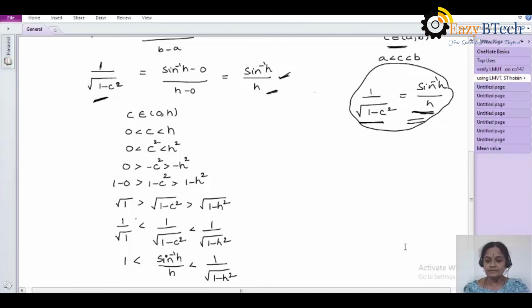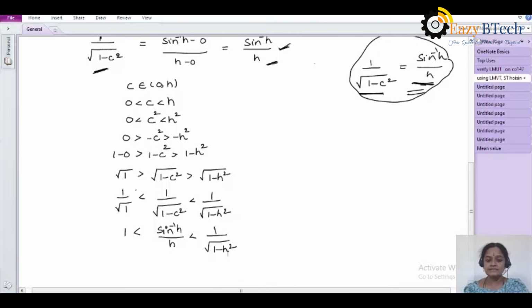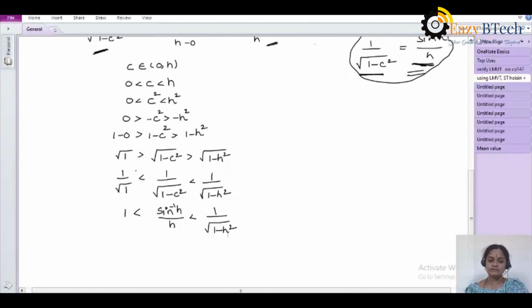So now the statement given in the question is h < sin inverse h. Multiplying with h here, h < sin inverse h < h by root of 1 minus h square. That's the proof of this statement. This is one of the important problems for you students.